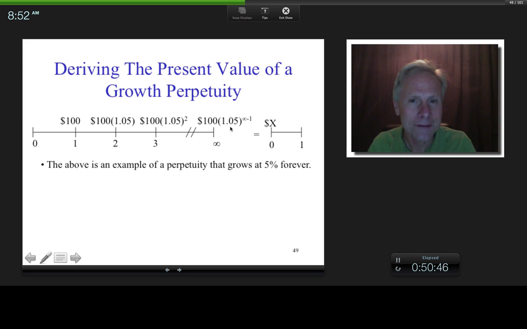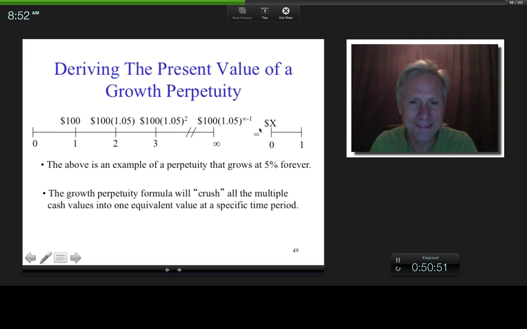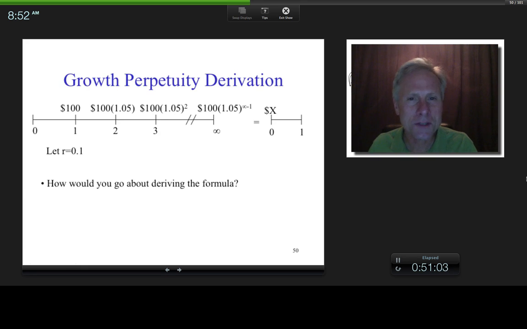And our goal is to say, all right, how can we crush all of these into one single number and place them at one single time period? So what is the equivalent of all of this at time 0? Let me ask you this. How would you personally go about deriving this formula? Or what would one approach be? I mean, think about it, or at least as a beginning.